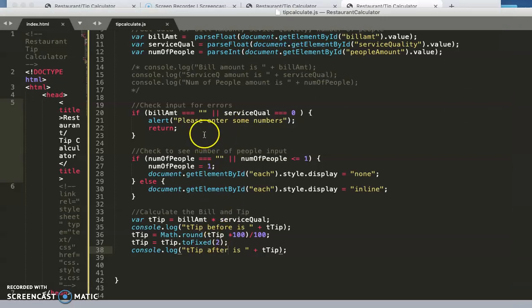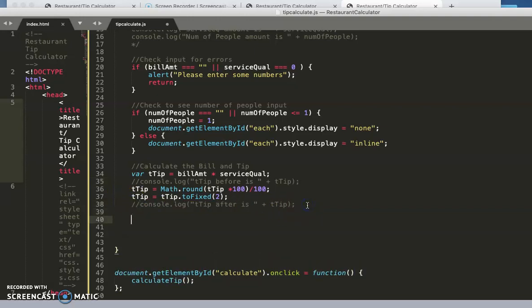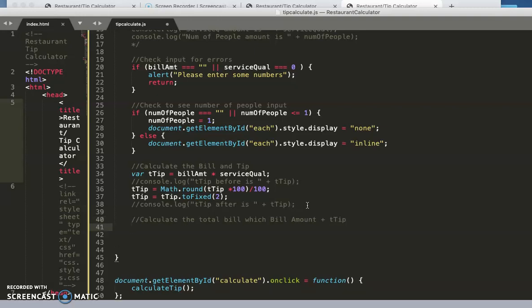So we want to do that for this part. Okay. So that seems good. And then what we're going to do is move ahead here after we do that to, we want to figure out the total bill, which is going to be basically the bill amount, right, plus the total tip, right? Okay. So that's pretty easy, right?